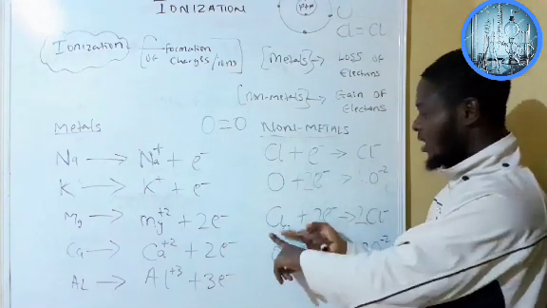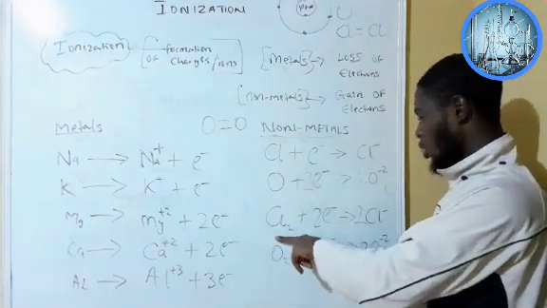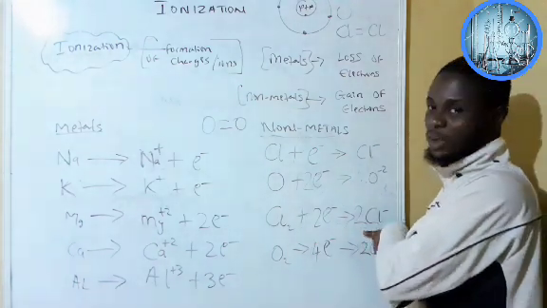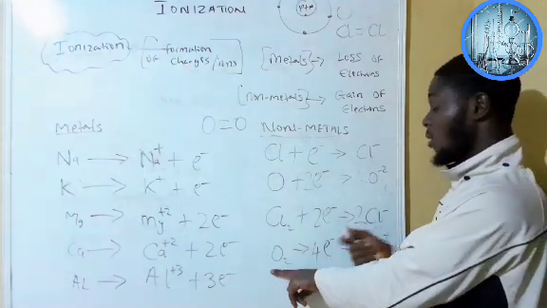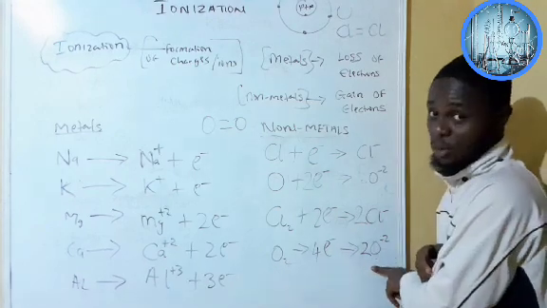In this case there's no atom, this is a molecule. Now this chlorine molecule forms the chloride ion, and the oxygen molecule forms the oxide ion.